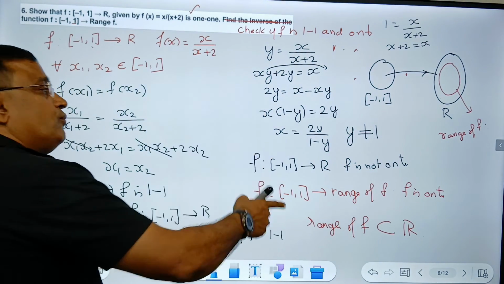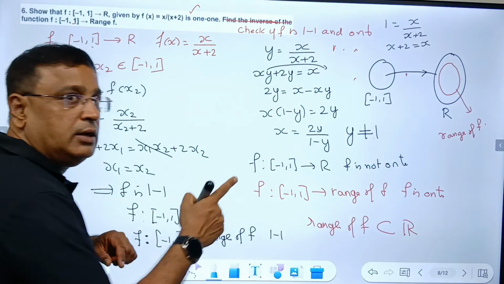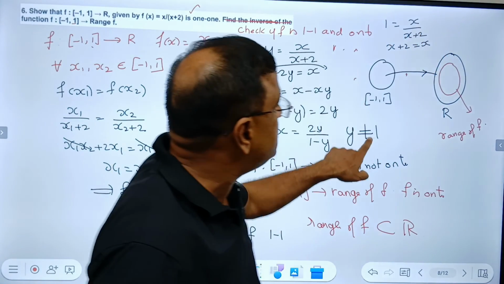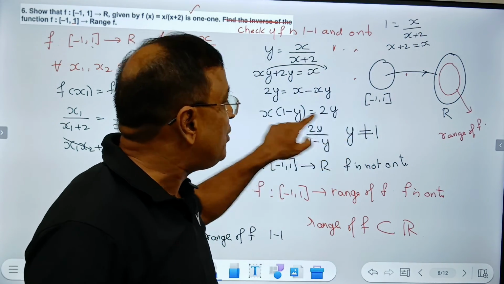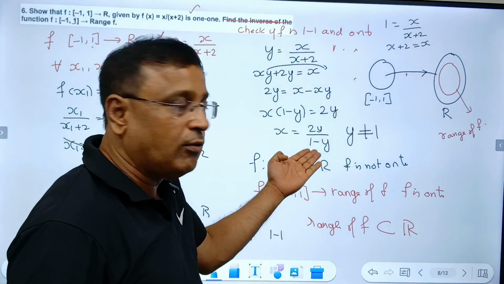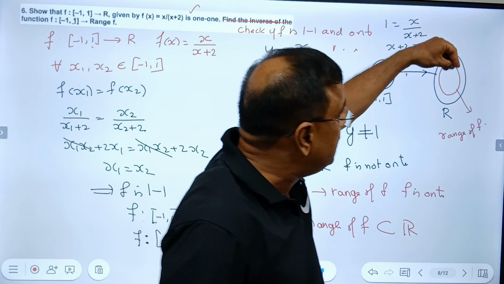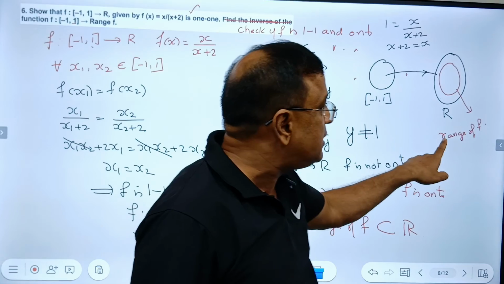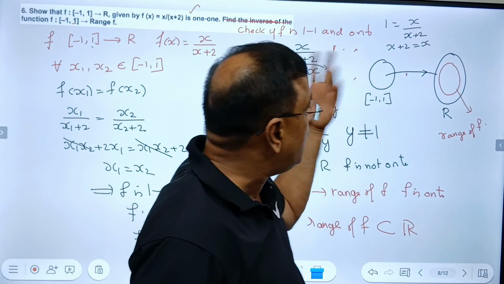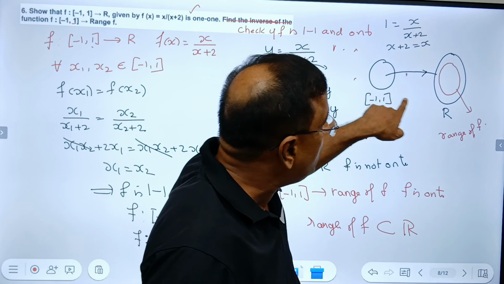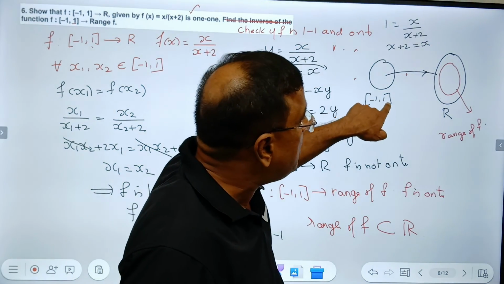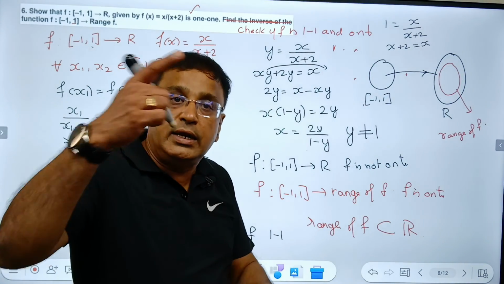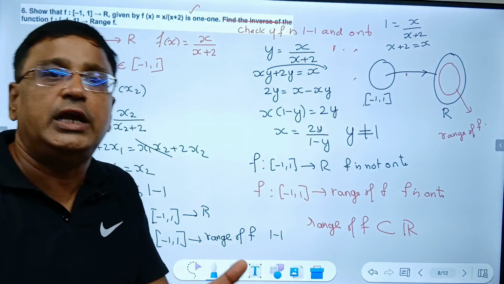F is not onto from minus 1 comma 1 to R. Why is it not onto? Because there are elements which do not have a pre-image. One simple example is 1. 1 cannot have a pre-image. It's very obvious. So I eliminate that. Once I eliminate that, I get a new set. I call that new set the range of f. So now my function is not from minus 1 comma 1 to R, but from minus 1 comma 1 to the smaller set, the range of f.